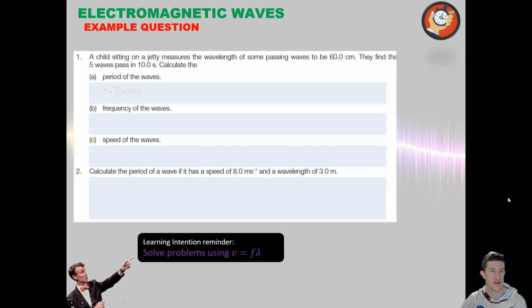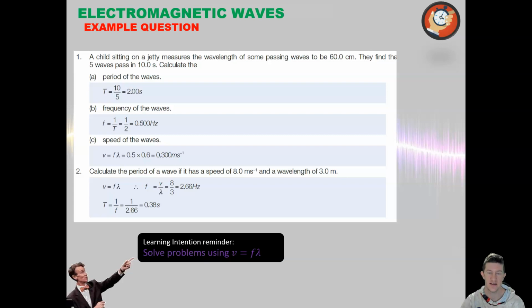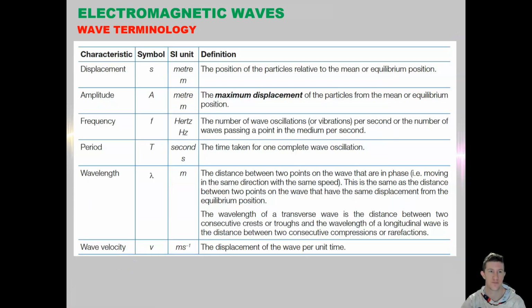All right, let's have a look. Period is one over frequency. In this case, we had five waves, so we can just rearrange it. We get 2 seconds per wave. Frequency is one over the period, so 0.5 hertz. Technically, we have three sig figs, so 0.500. Speed of the wave, use v equals f lambda, we get 0.300 meters per second. The period for this question is 0.38 seconds.